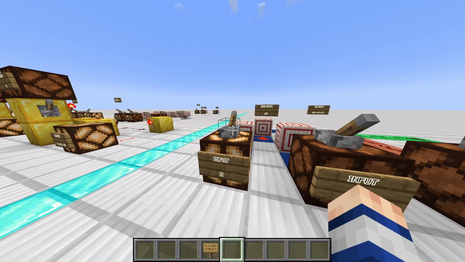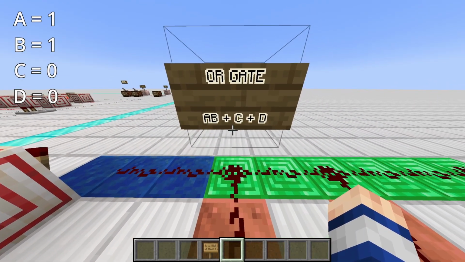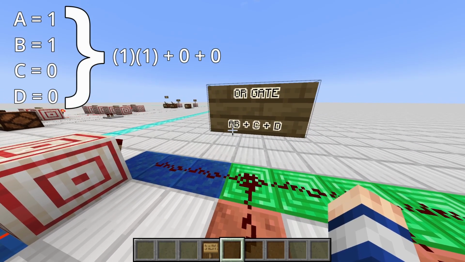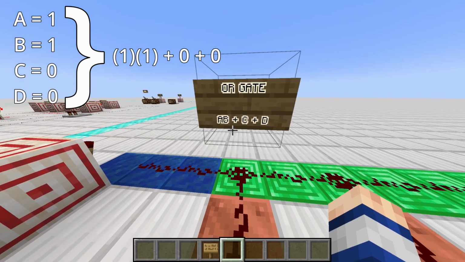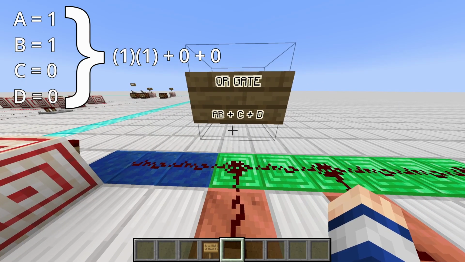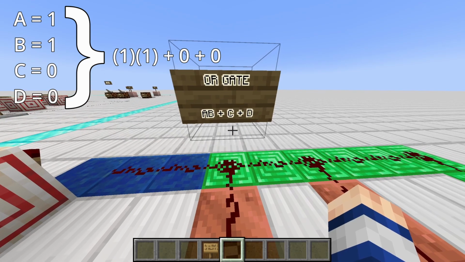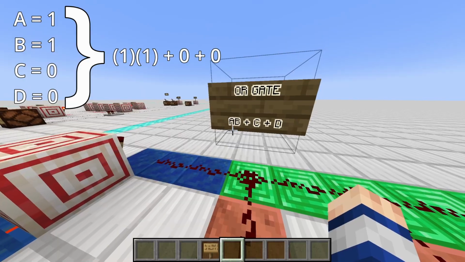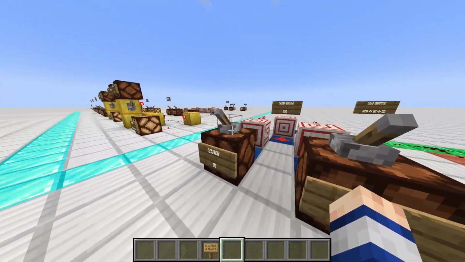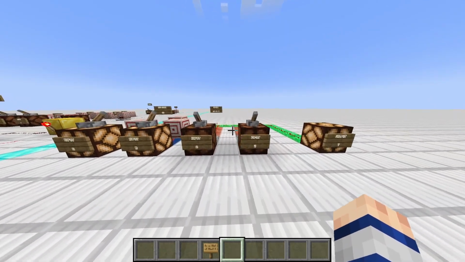Let's try one more example here. We're going to make A 1, B 1, and C and D both be 0. So we're going to say 1 ANDed with 1 is 1, ORed with 0 is still 1, ORed with 0 is still 1. So by that logic, the output when A and B are 1 should be 1. So let's try that. So A is 1, B is 1, output is 1.